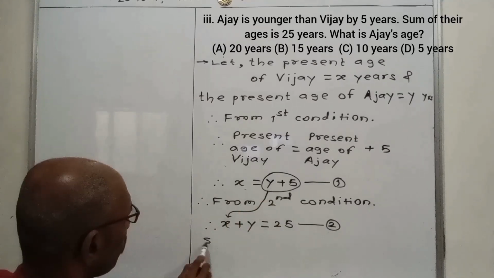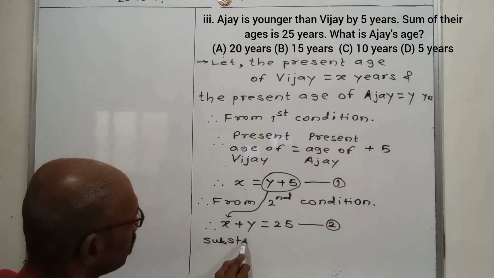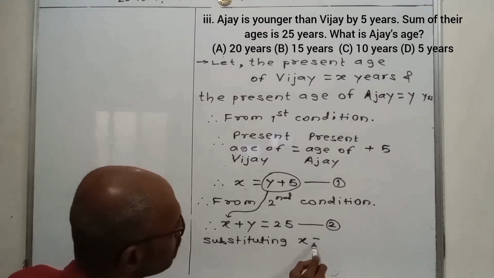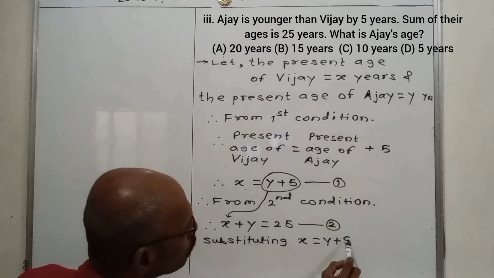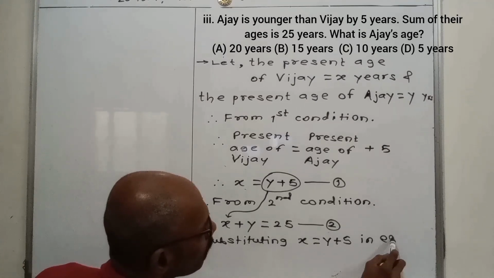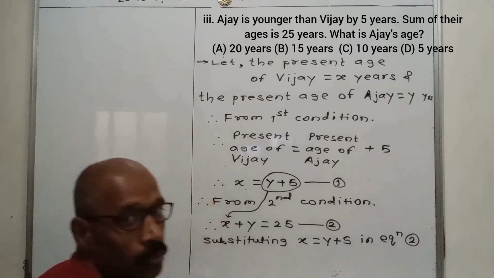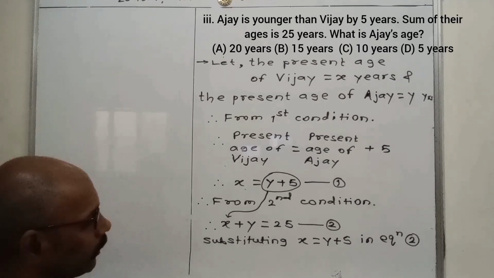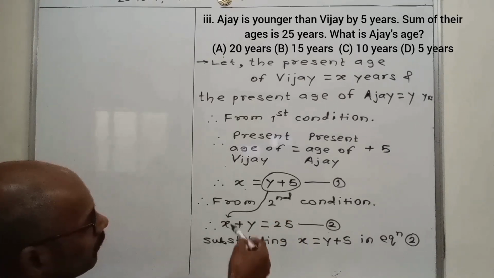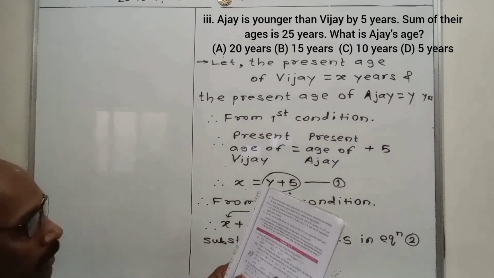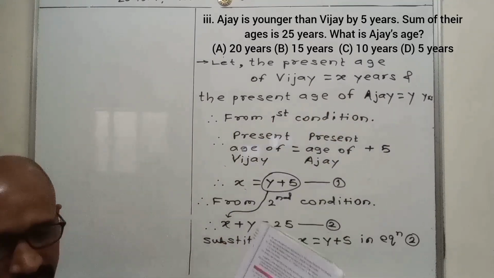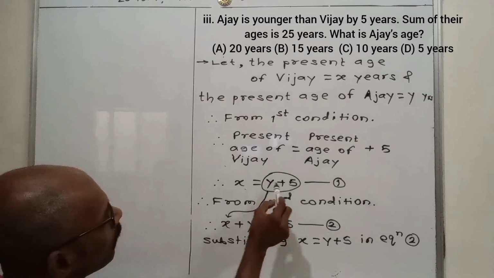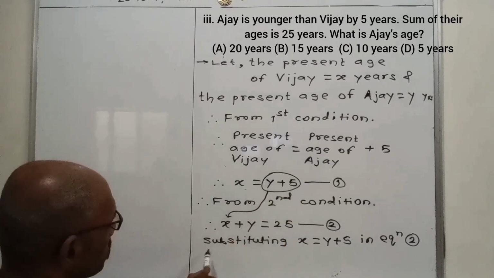Now we write, substituting X is equal to Y plus 5 in equation 2. Did you get it? We substitute this, then we get directly value of Y, and that is the age of Ajay. What is Ajay's age? We want direct Ajay's age. So see this, we put value Y plus 5 instead of X.